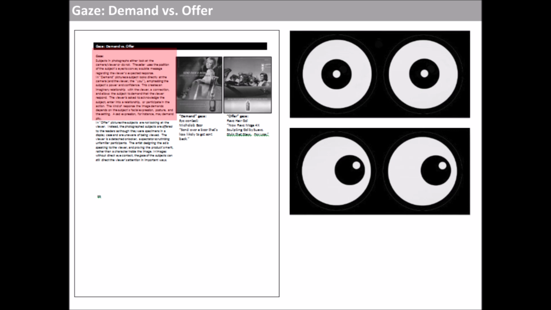After discussing proxemics, vertical angle, and horizontal angle, we come at last to gaze. Subjects in photographs either look at the camera, viewer, or do not. The seller uses the position of the subject's eyes to communicate a message regarding the viewer's expected response.